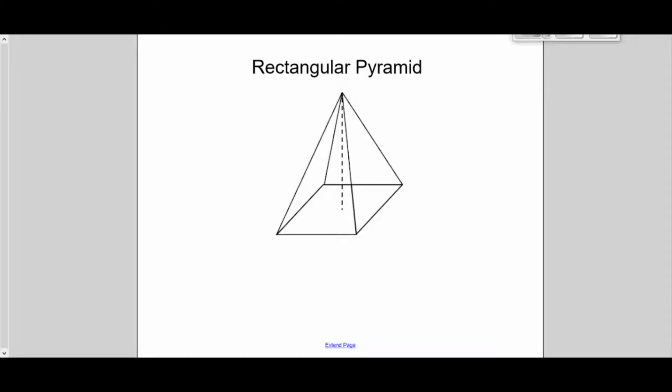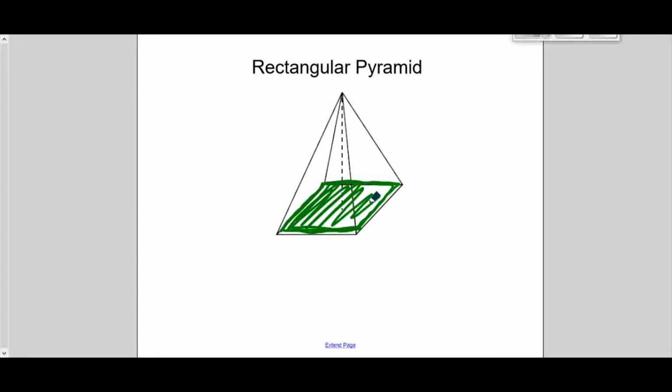So this first shape I want to go over is what we call a rectangular pyramid. So in a rectangular pyramid, the base shape is a rectangle. So here is my base shape. So this is my base shape.